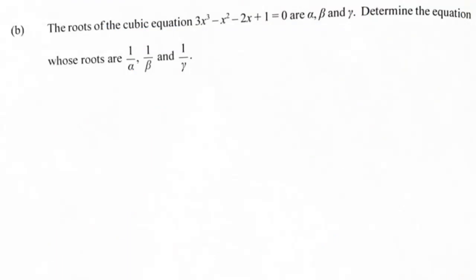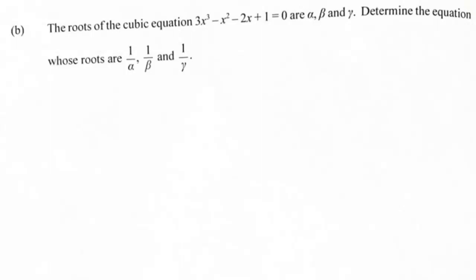The roots of the cubic equation 3x cubed minus x squared minus 2x plus 1 equal to 0 are alpha, beta, and gamma. Determine the equation whose roots are 1 over alpha, 1 over beta, 1 over gamma. Alright? So we need to find the equation that has those three roots.